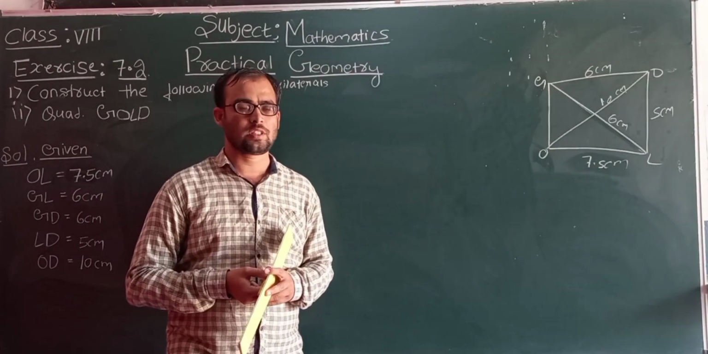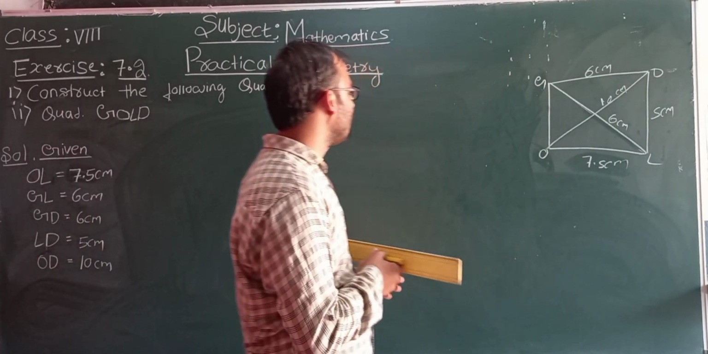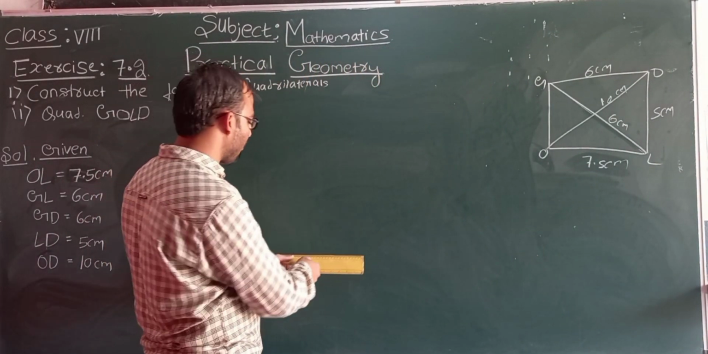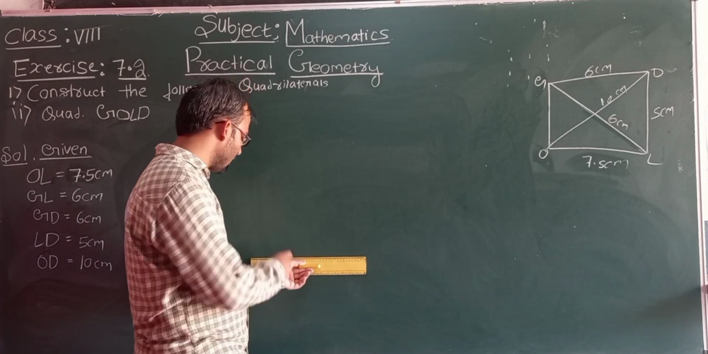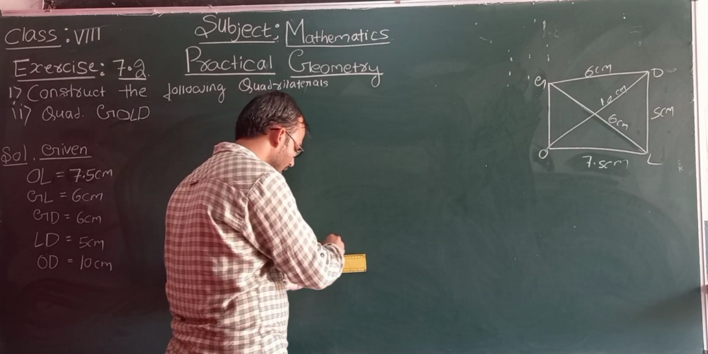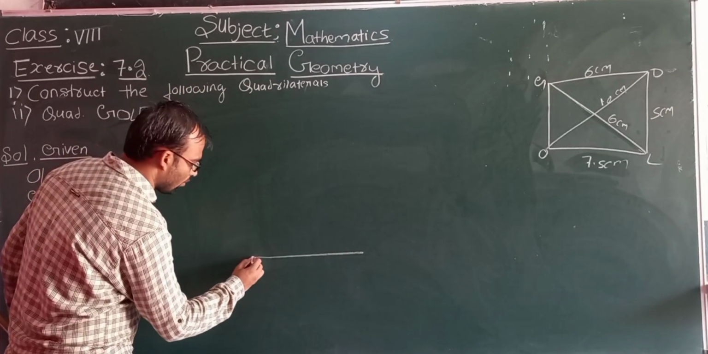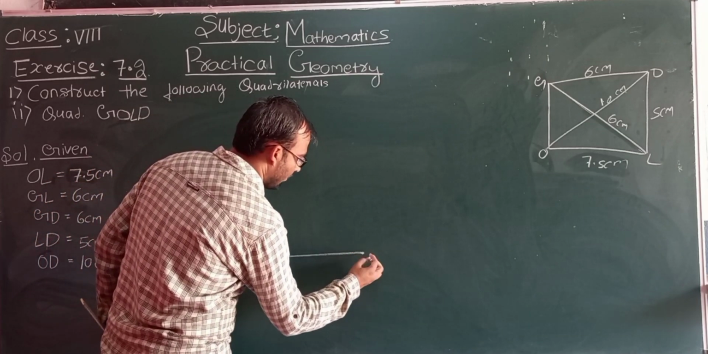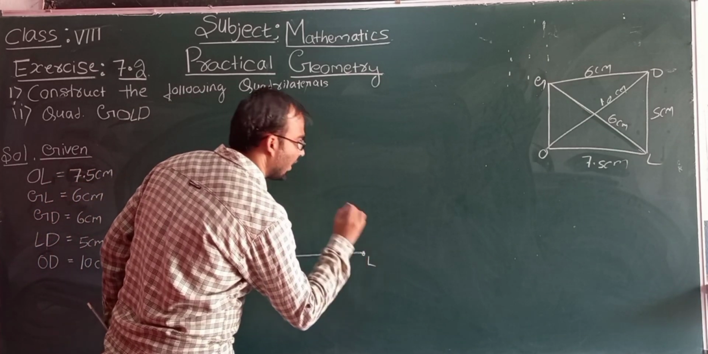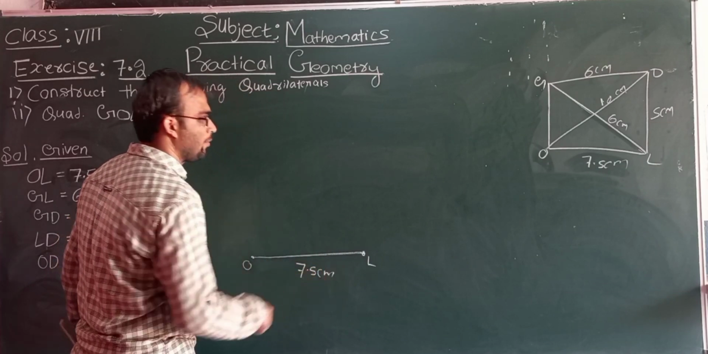Students, now what is the first step? Look at here, OL. Here we need to draw the line segment OL of 7.5 centimeter. Take the scale like this and draw the line of 7.5 centimeter. So this one is the points O and L. It is 7.5 centimeter.